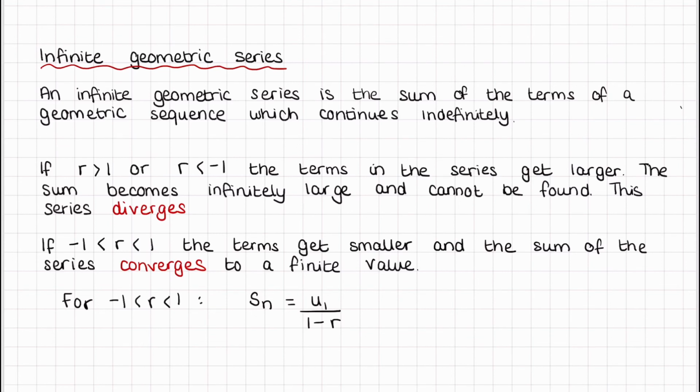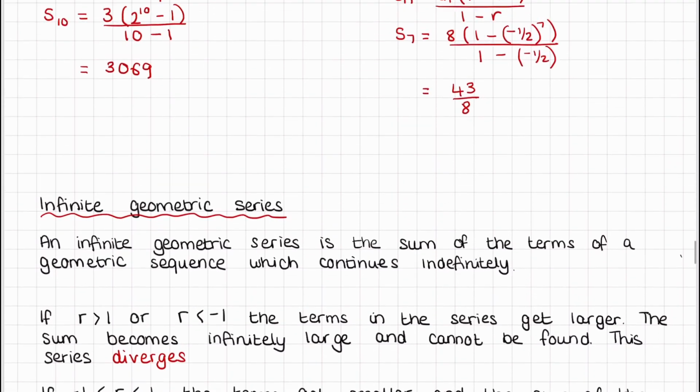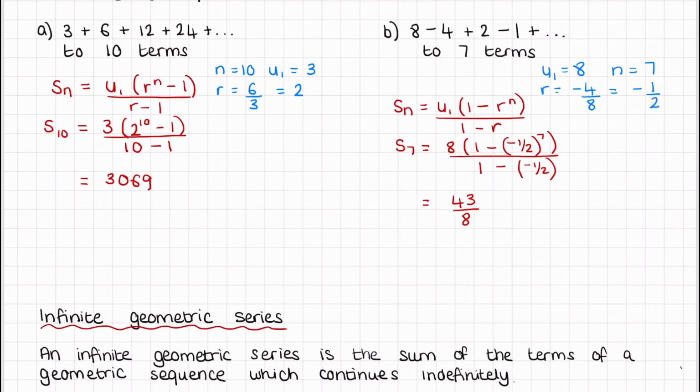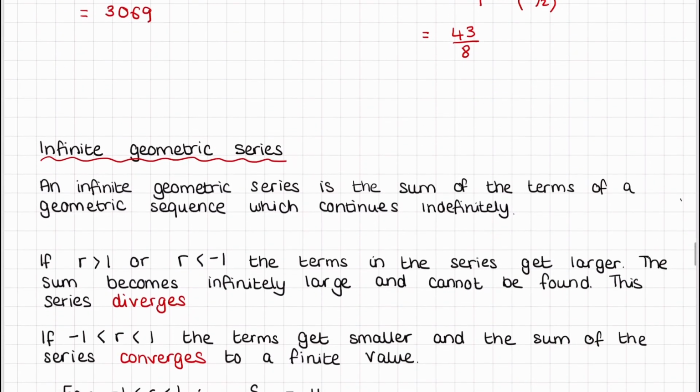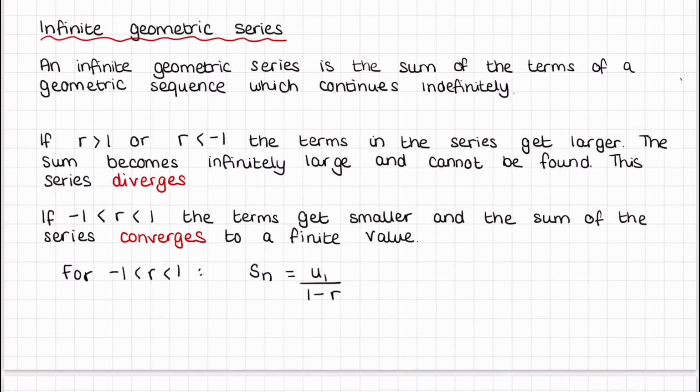And what you will find is if our R is greater than 1 or R is less than negative 1, the terms in the series will just get larger and larger, just as we saw before. The sum becomes infinitely large and we can't add them all together. We can't find it because it's an infinite amount. What we call a series like that is diverging. So if the series is just getting bigger and bigger, like in part A here, it's going 3, 6, 12, 24. The numbers are just getting larger and larger. The series is diverging.